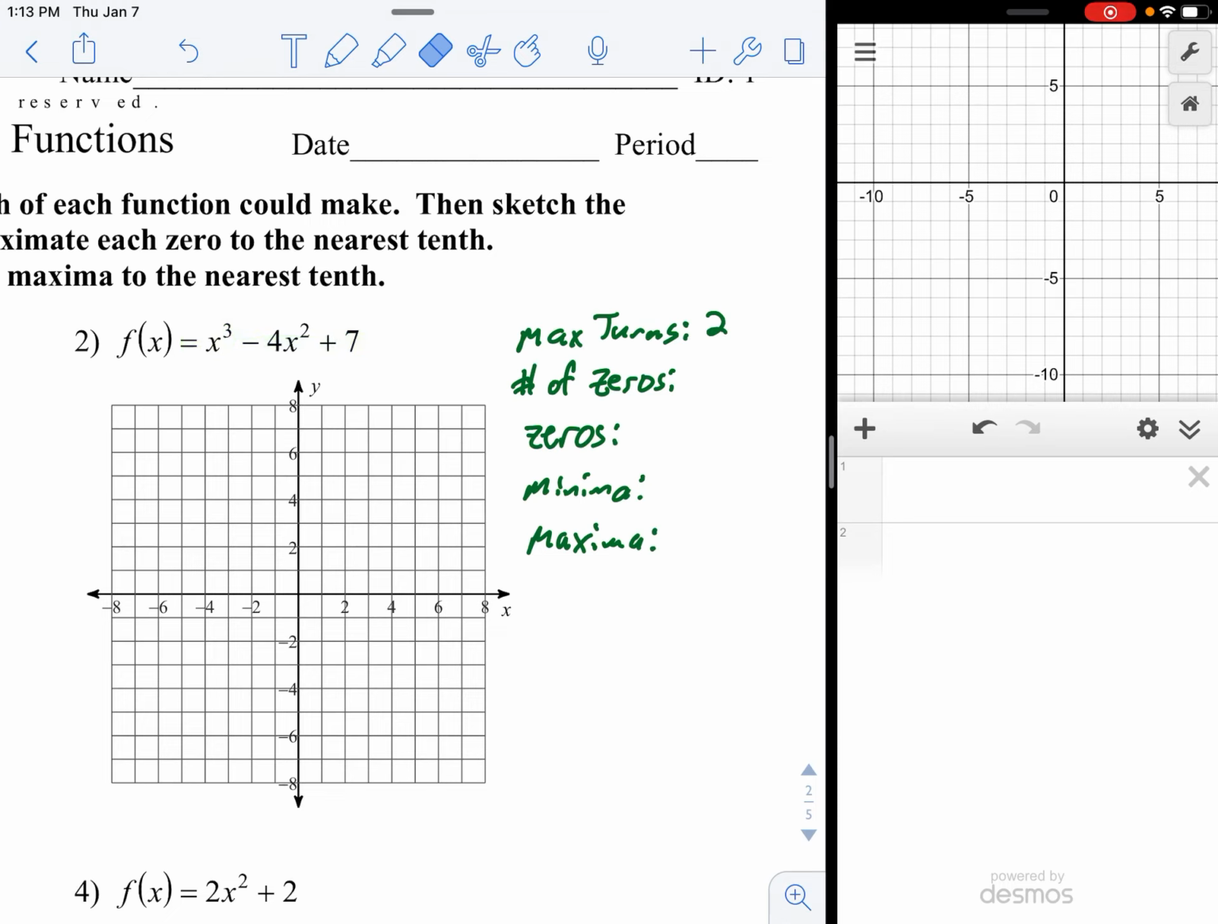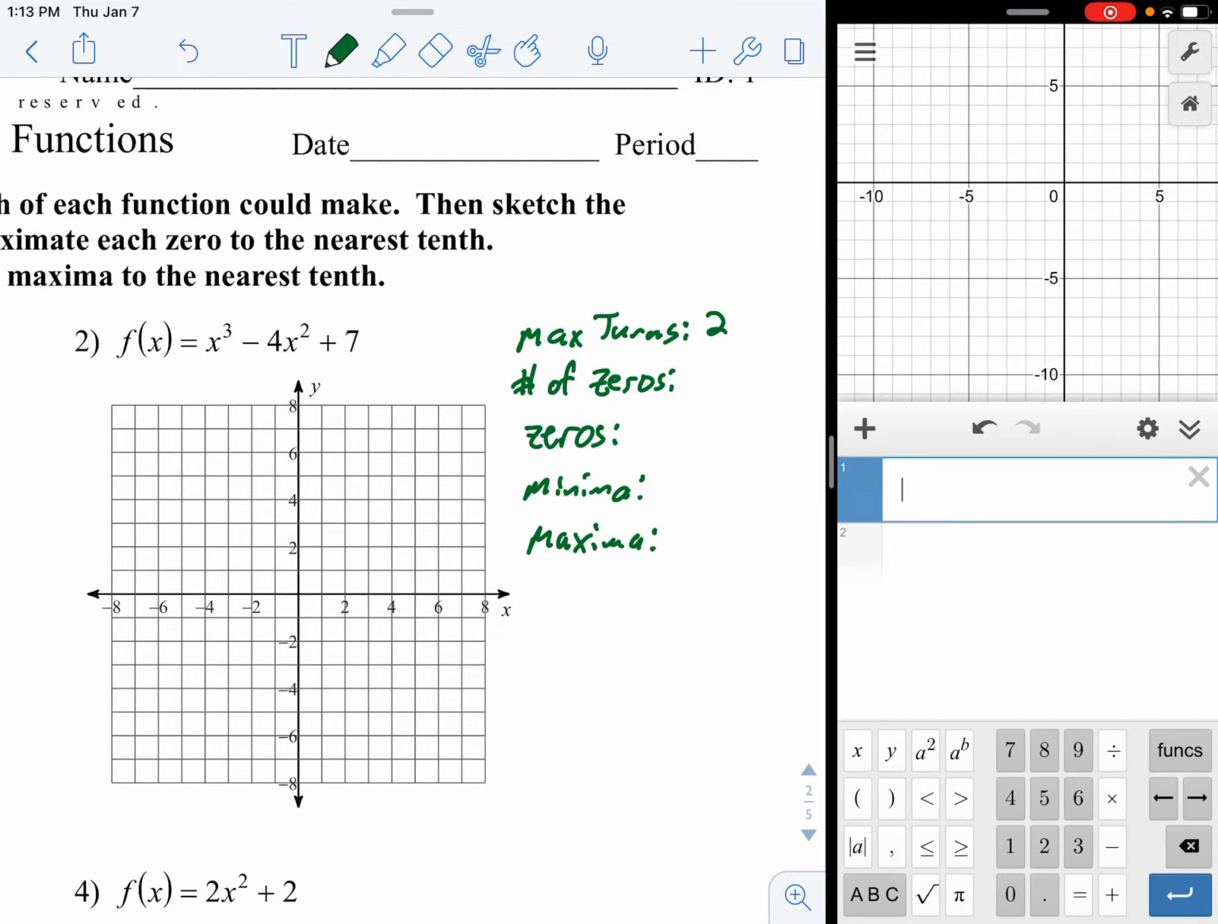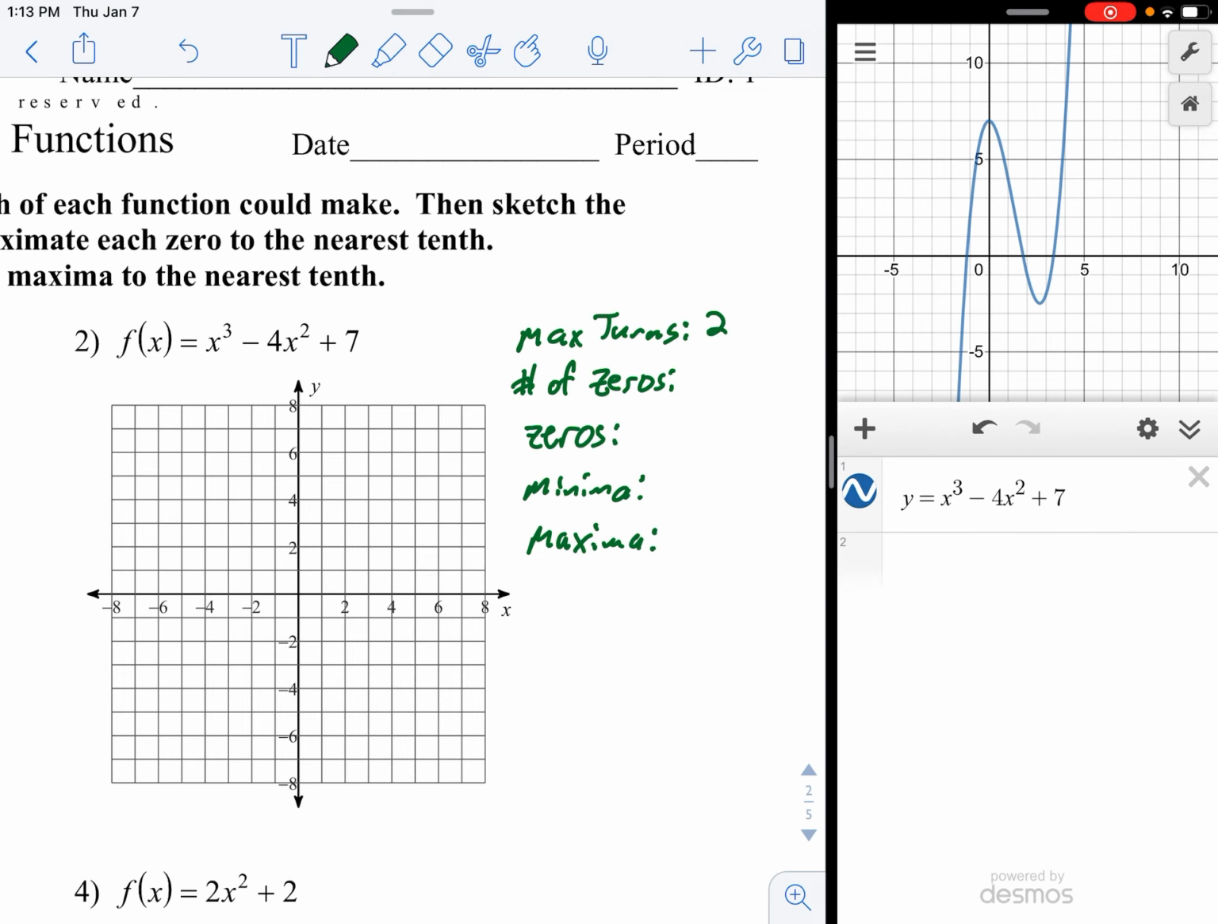Now, the number of zeros, the zeros themselves, the minimum and the maximum, you're going to have to get by graphing on Desmos. So that's what I'm going to do next. So f of x, or you just do y equals x raised to the third power minus 4x squared plus 7. And here we go. Now you do see that this graph does indeed have 2 turns. It didn't necessarily have to, but this one does. It has a maximum of 2 turns.